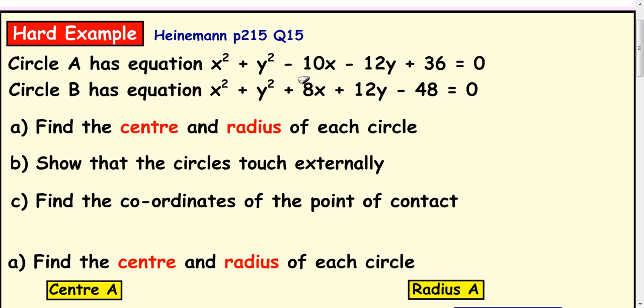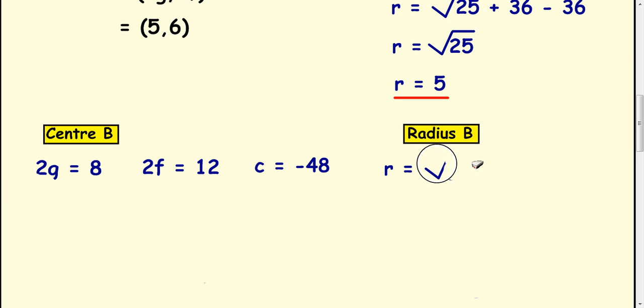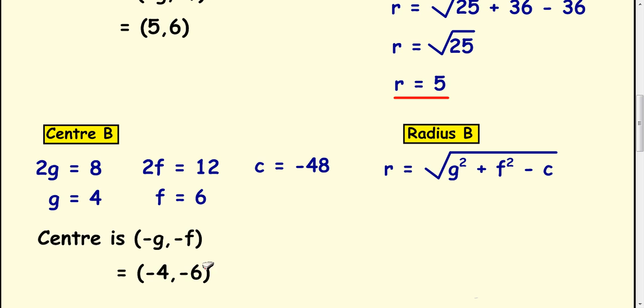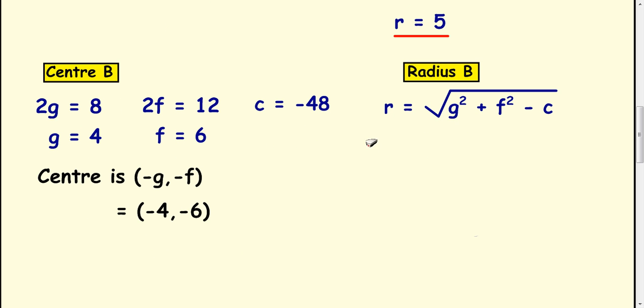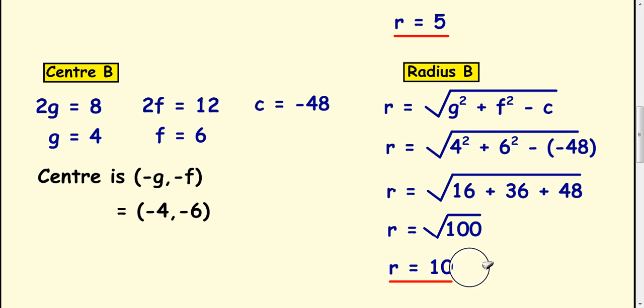With the second equation, 2g is 8, 2f is 12, and c is negative 48. Same idea for the radius. So g is equal to 4 and 6 for f, negative 4, negative 6 for the centre. We're going to have 4 squared plus 6 squared, subtract negative 48, be careful with that, some people miss it. So 16 plus 36, add 48 now, and that comes to the square root of 100, which is 10. So that's the first bit solved with not much hassle really.